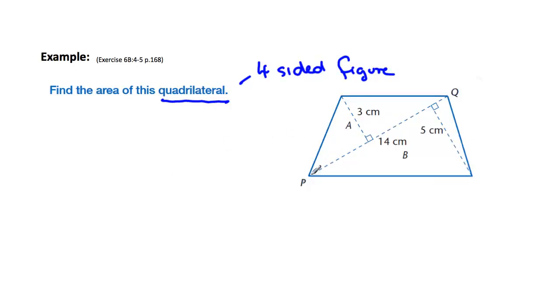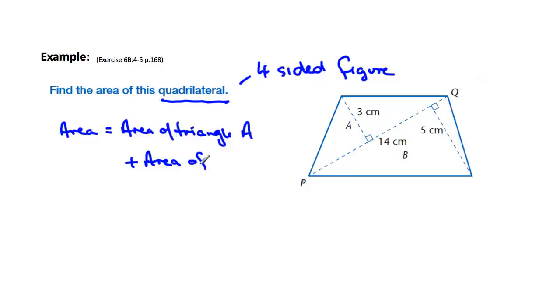We just draw one line across from one side to the other, and you'll notice that there's a triangle up here and there's a triangle down here, and if you look at it carefully, you've got all the information you need. So we're going to say that the area is equal to the area of triangle A plus the area of triangle B.